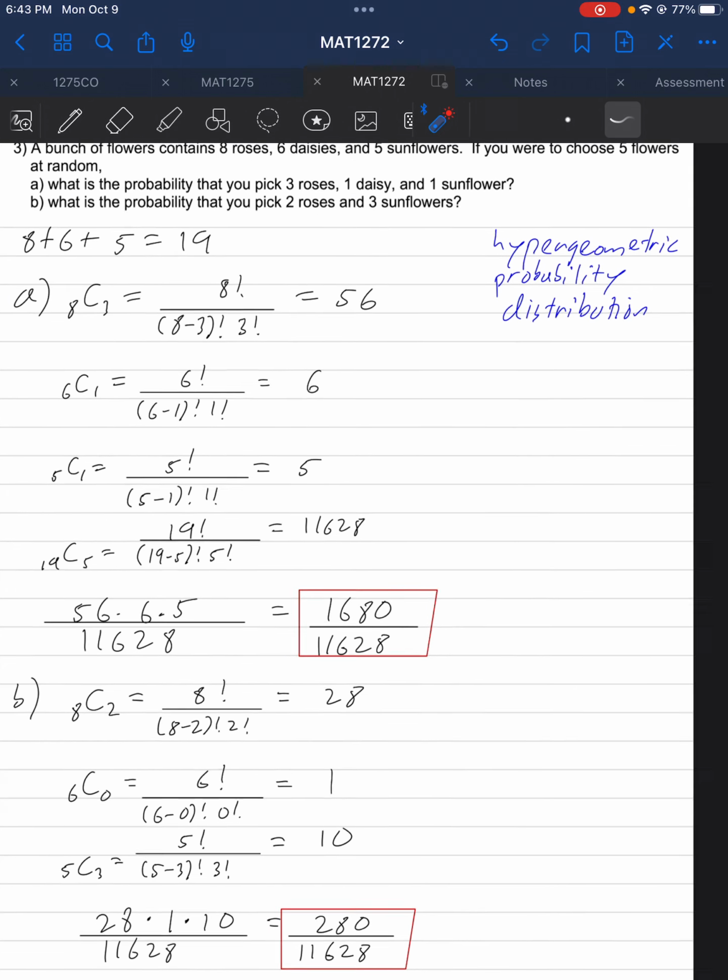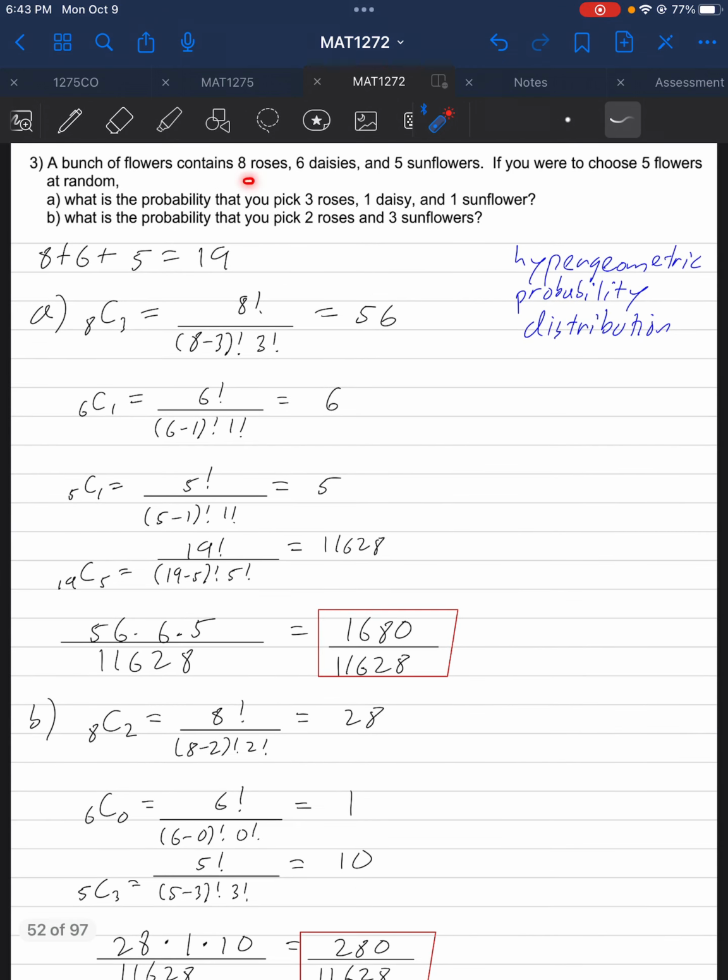All right, a bunch of flowers contains 8 roses, 6 daisies, and 5 sunflowers. So if we're to pick 5 flowers from this set, that's a total of 19. 8 plus 6 plus 5 is 19. So if we're to pick 5 out of these 19 flowers, what is the probability that we pick 3 roses, 1 daisy, and 1 sunflower in that group of 5?